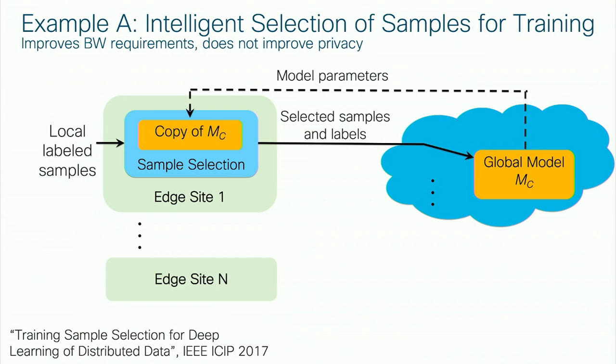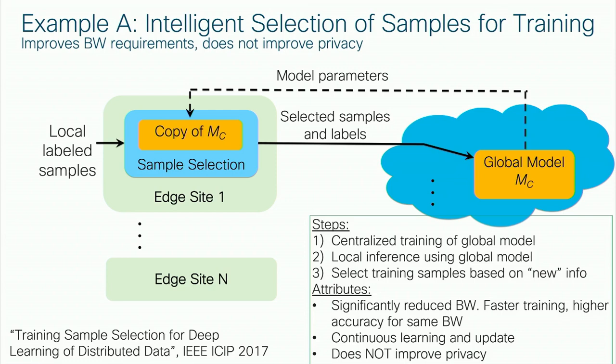And there's a lot of detail in terms of how you do this right, and this is an example paper on this. So some of the key features here are that it does reduce the bandwidth significantly, and it allows you to continuously learn and continuously update the models, but it does not improve privacy.